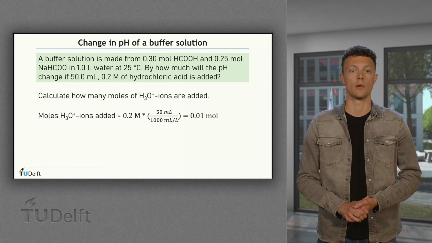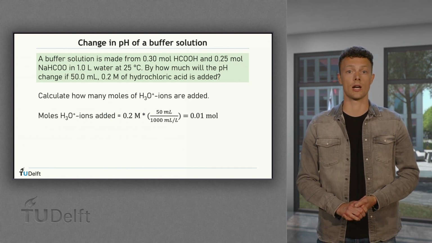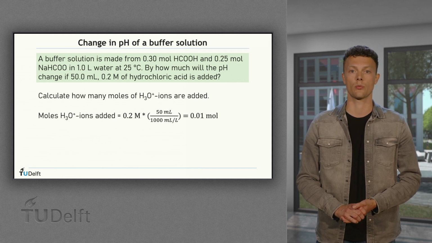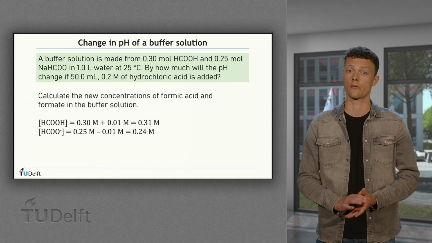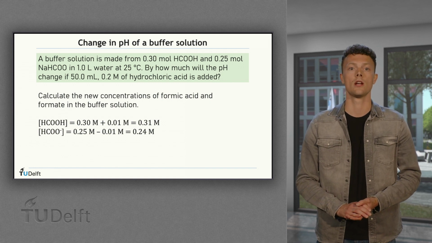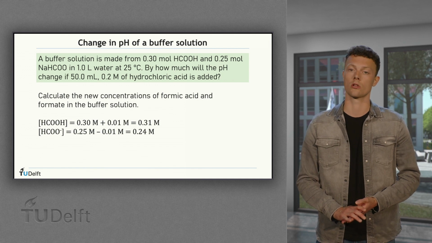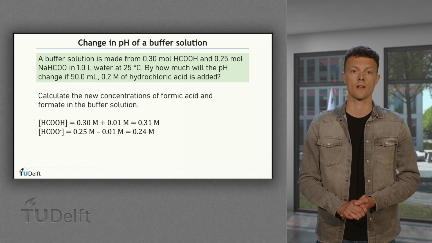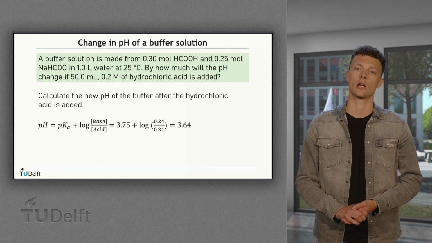Next, we calculate the amount of moles of hydrochloric acid that is added. When we multiply the molarity of the hydrochloric acid with the amount of liters that is added, we find that 0.01 mol of acid is added to the buffer solution. Now we can calculate the new concentrations of formic acid and formate ions. The concentration of the formic acid will go up by 0.01, while the concentration of the formate ions will go down by 0.01.